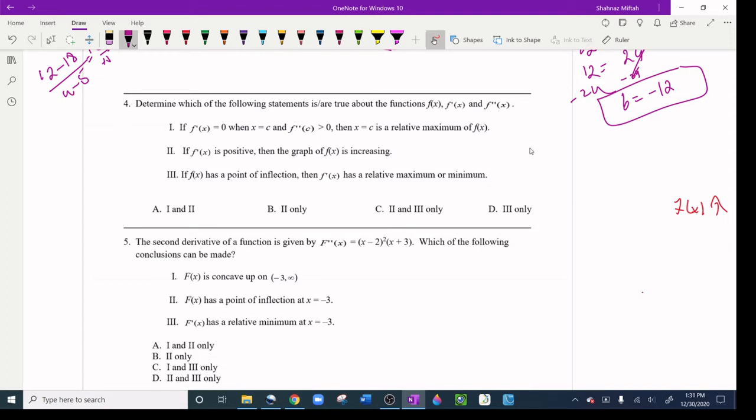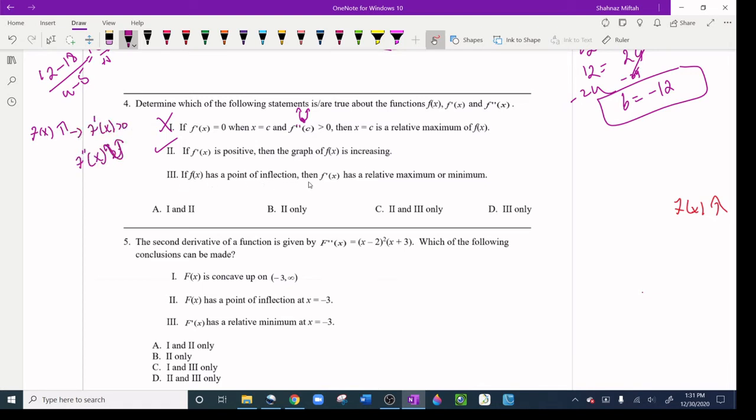Now, you guys check your memorizing page where it says the connection between all of this. If f prime is 0 when x equals c, and the f double prime is greater than 0, f double prime greater than 0 means it's concave up because double prime deals with the concavity. Is it a relative maximum? This is not a relative maximum. It gives me a relative minimum. So that's not true. If f prime x is positive, graph f of x is increasing. That's true. And because that was the connection, if f of x is increasing, then it means f prime x is greater than 0. That's correct.